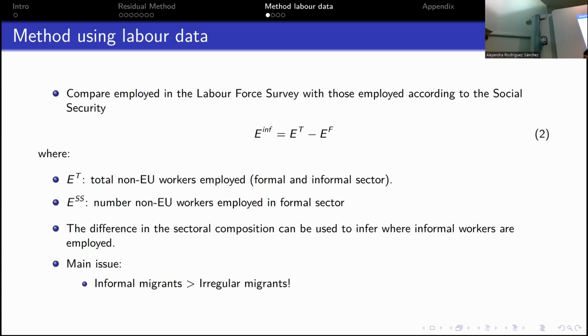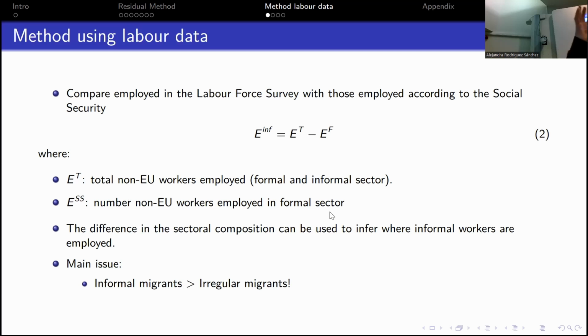So this is not an estimation. This is just accounting. The social security gives you the number of people that are working, so that's the number there. And this is an estimation, because this data is from the labor force survey. Comparing these two, you get an estimate of the informal sector. You apply that for non-EU, and you get, again, the informal sector, which of course is not the same as irregular migrants, because some regular migrants might work in the informal sector.